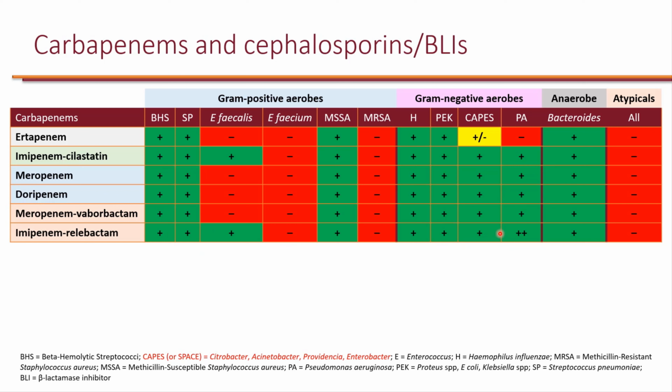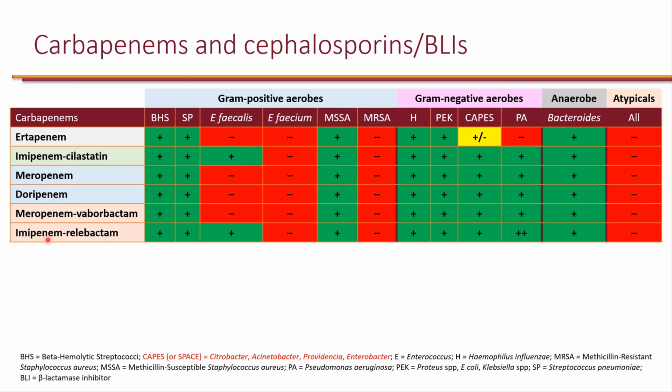So you will see that the spectrum of activity in this table looks the same, but essentially the advantage of these two is that, you know, things like E. coli and Klebsiella, if they happen to make carbapenemases, then meropenem and imipenem will no longer be active, and these can potentially overcome those mechanisms of resistance.